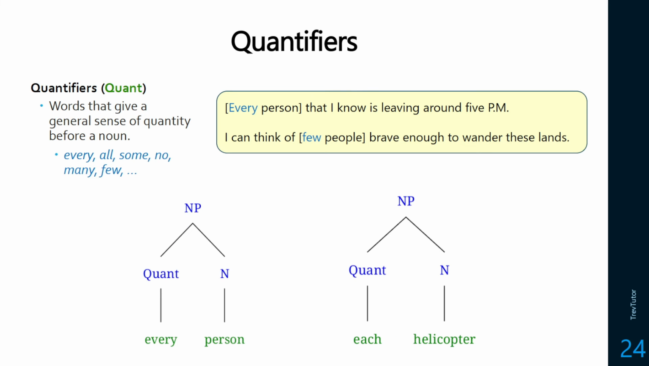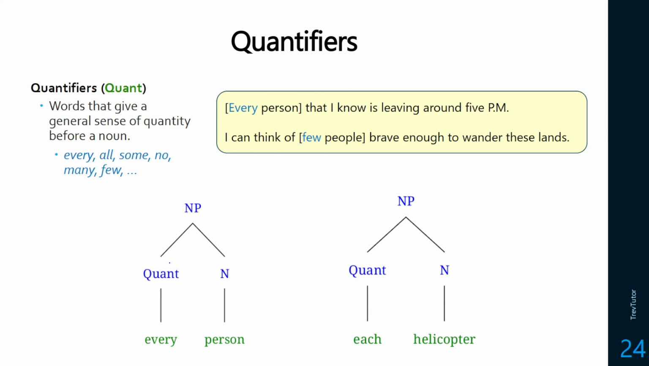The other thing that we should talk about are quantifiers. These are other counting types of words, but they just give a general sense, so they're not as specific. So: every something, all something, some things, nothing. So no person, no people, that's 0 people. Many people, few people, things like that. We just label these as quants, and they come within the noun phrase.